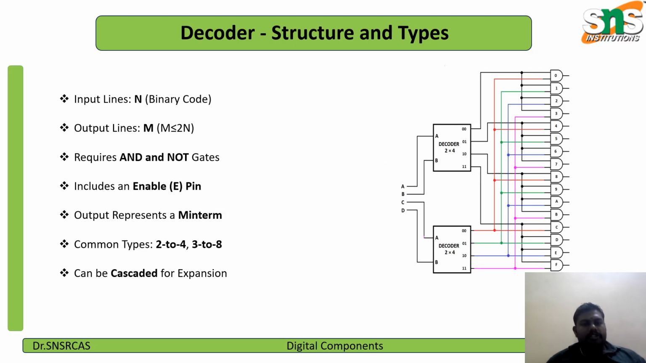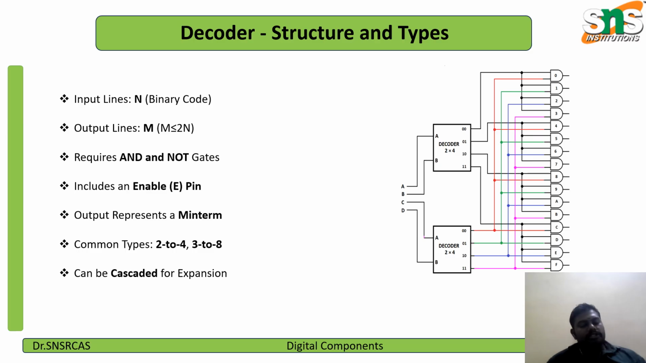And the input lines for the n binary code, the output lines for the m, and as I already told, it uses the AND, OR, NOT gates, and commonly 2 to 4 and 3 to 8 decoders. In data transmission, the circuits are used for routing and controlling data flow between different parts of the system, ensuring proper data transfer.